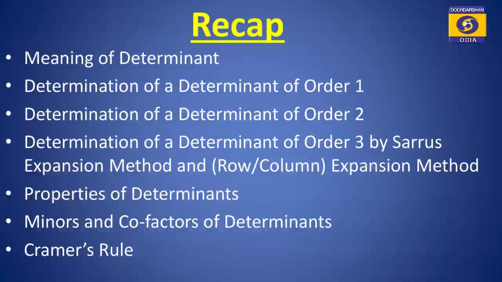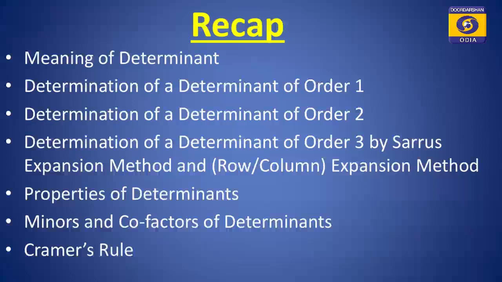Next, we have also discussed 2 different methods to find out the value of a determinant of order 3. One is the Sarrus expansion method, and another is the expansion method by any row or column. Next, we have covered the different properties of determinants, the 6 properties that we have discussed, which we can use to simplify our calculations and make quick calculations for determinants.